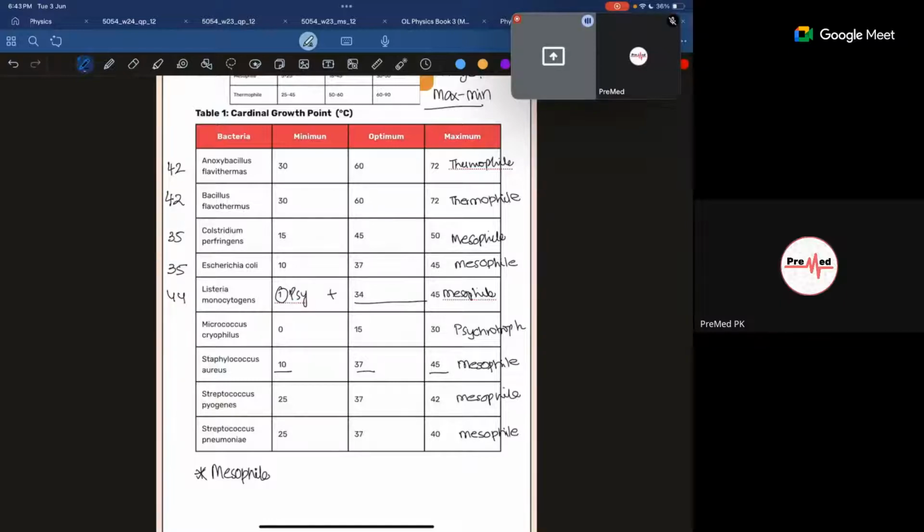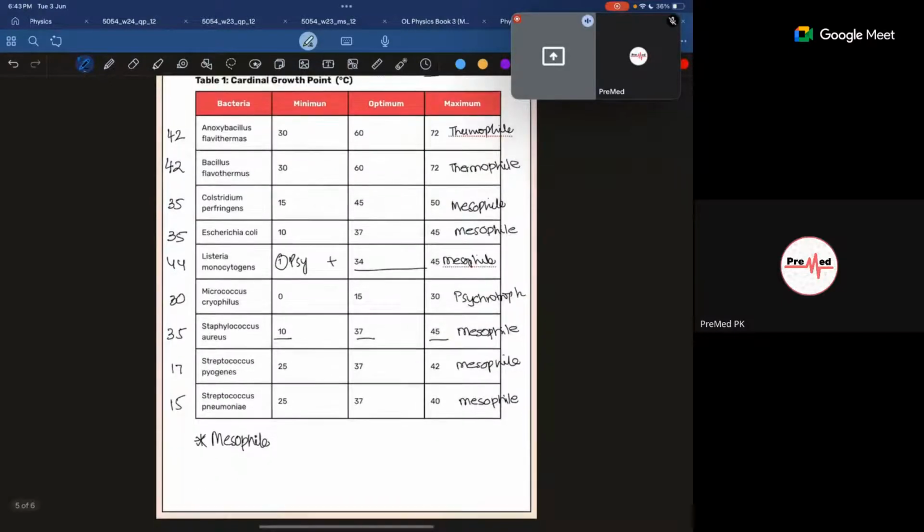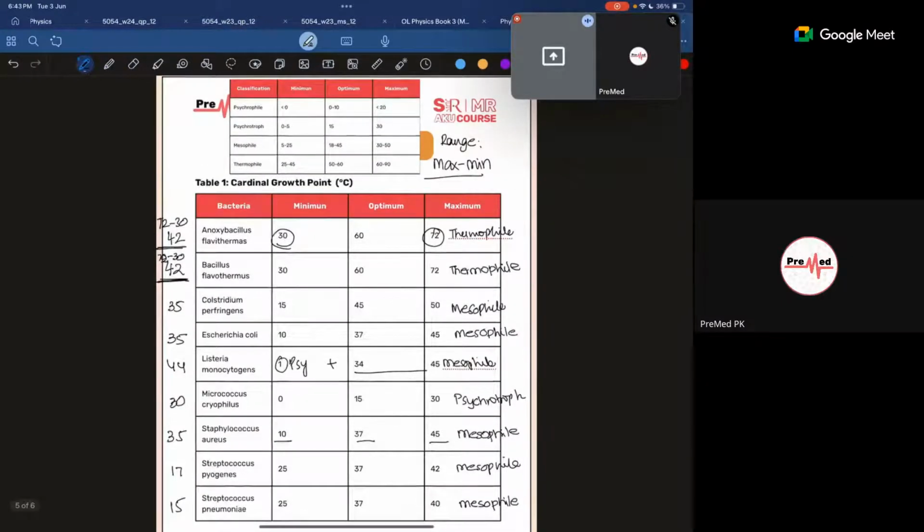And for the sixth bacteria, the range is 30. For the seventh bacteria, the range is 35. For the eighth bacteria, the range is 17. And for the ninth bacteria, the range is 15. So what I did for all of them was, for the first bacteria, I did 72 minus 30. So this gave me this answer. For this also I did the same, 72 minus 30. So this gave me this answer. And I did the same for all the rest of the bacteria with the formula max minus min.